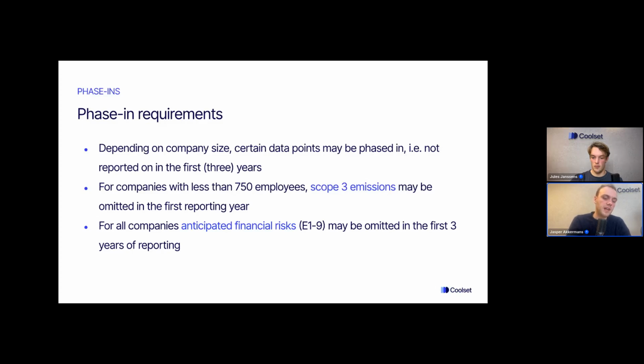And for all companies, regardless of the size, the anticipated financial risks, which is E1-9, may be omitted in the first 3 years of reporting. So that means that you don't have to disclose the quantification of the risks and opportunities in the coming years.